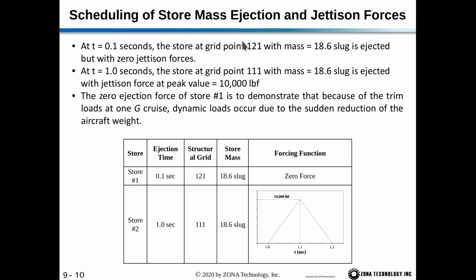So grid point 121 is the first store, which has a 0 jettison force, as we said, and at a time of 1 is grid point 111 and a peak jettison force of 10,000 pounds. And this is our forcing function here. From 1 second to 1.1 seconds, so over a time period of 0.1 seconds, the force will ramp up from 0 to 10,000 pounds. And then over the next 0.1 seconds, it'll ramp back down from 10,000 pounds to 0 pounds.